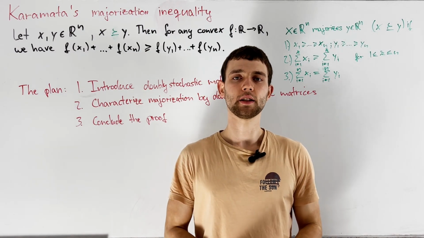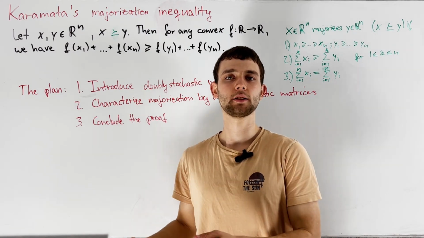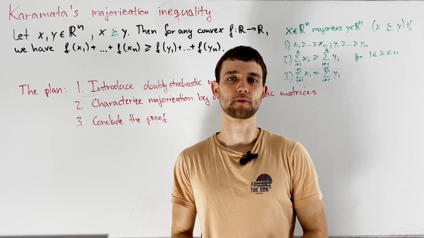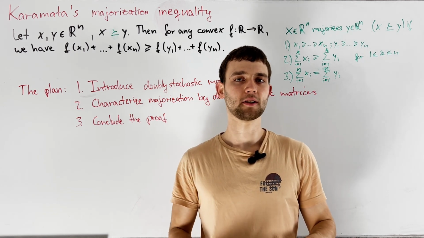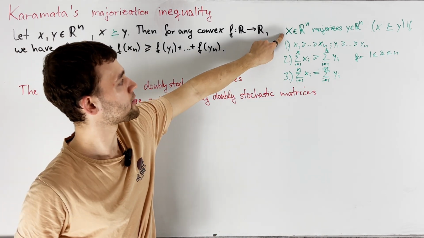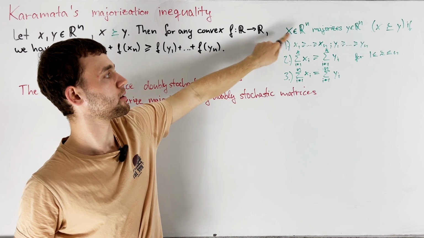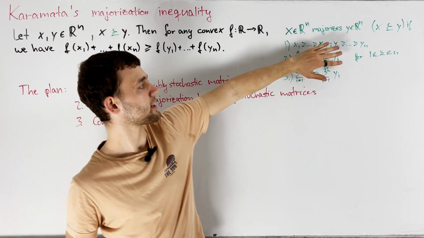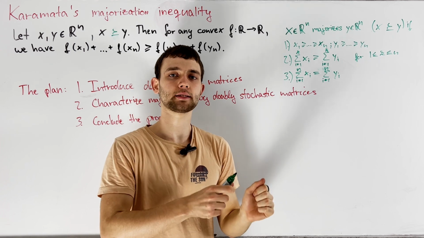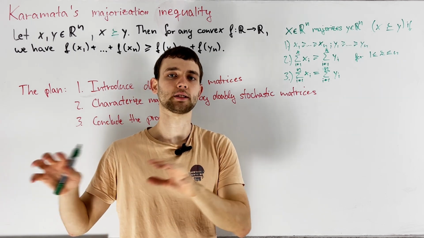Hey guys, in this video I want to present Karamata's inequality for convex functions applied to majorizing sequences of real numbers. So first of all, let me introduce to you the concept of a vector x in Rn majorizing y in Rn. Without looking at this definition, you should think of this as saying that the largest entry of x is at least as large as the largest entry of y.